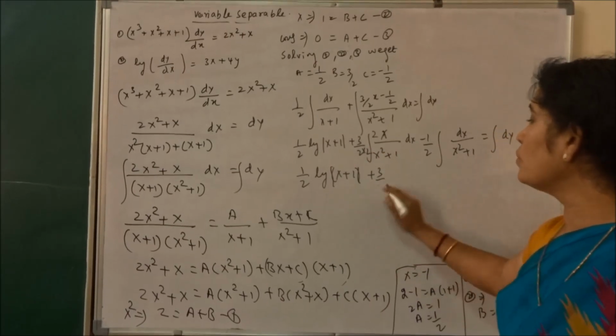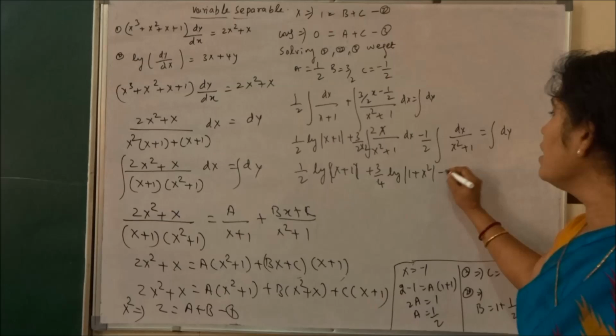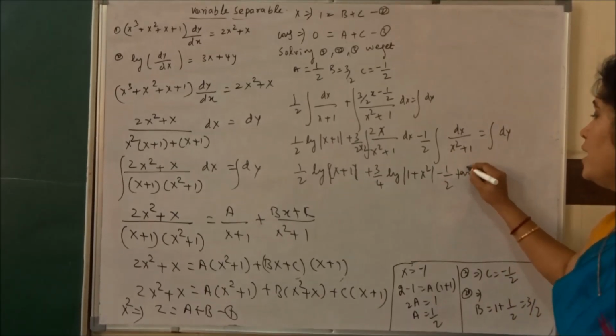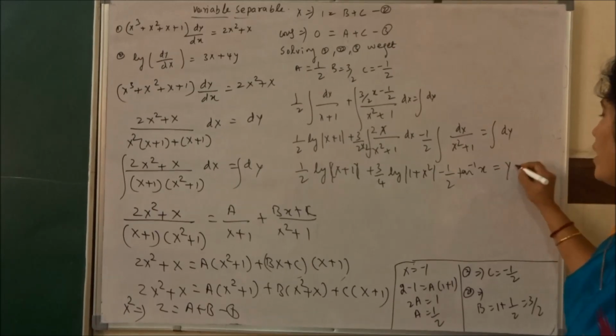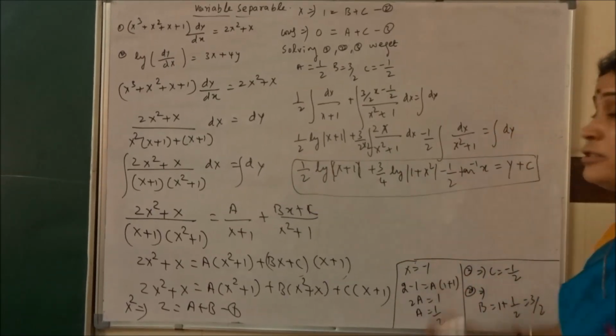So 3 by 4 into log of 1 plus x square, minus 1 upon 2 into tan inverse x, because this is x square plus a square, equal to y plus c. This is the required general solution.